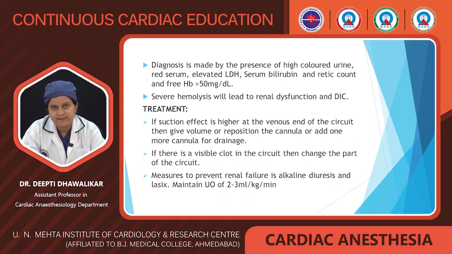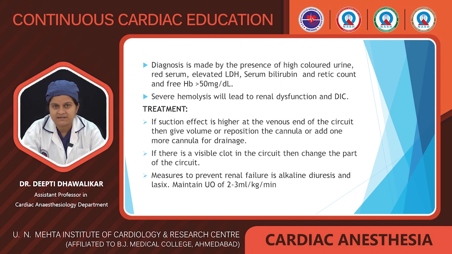Diagnosis of hemolysis is made by presence of high colored urine, red serum, elevated LDH, serum bilirubin and retic count, and free hemoglobin increases and becomes more than 50 mg per deciliter. Severe hemolysis will lead to renal dysfunction and DIC.